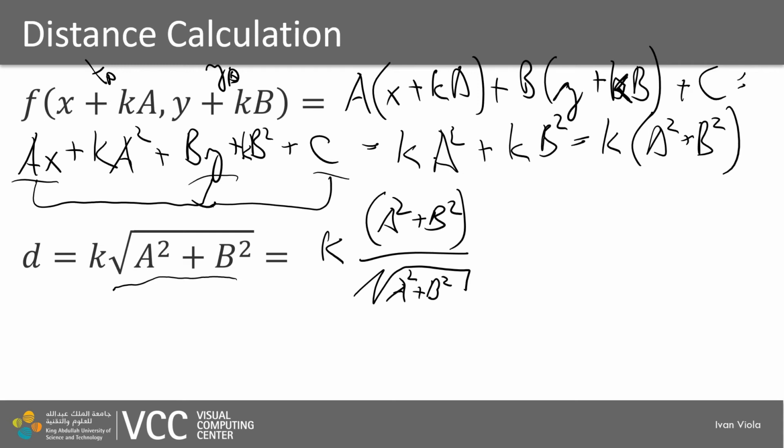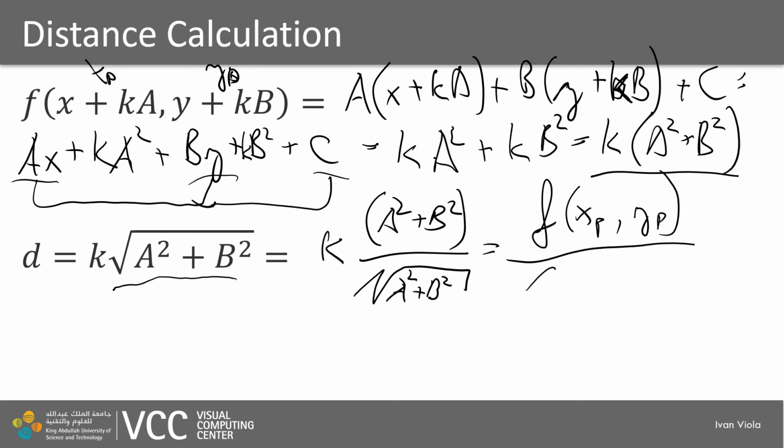However, observe that this is our functional value of the point. This is this part. So actually, we can just define our distance as the functional value of the point xp and yp divided by the square root of a squared plus b squared. And this way we will get the distance of the point from the line, even without knowing the projection and even without knowing the k.